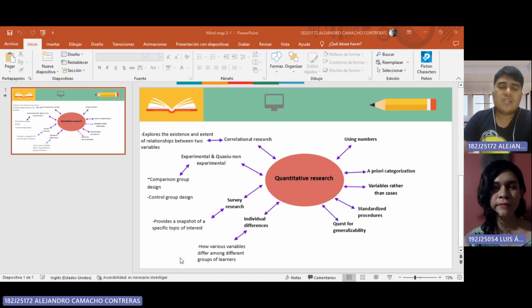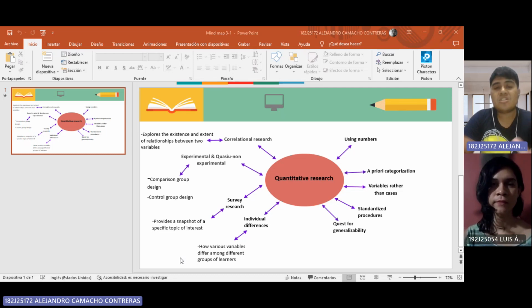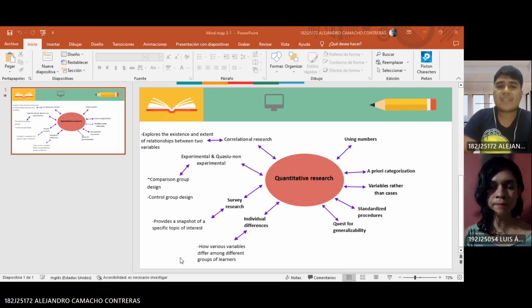Yes, those concepts are characteristics of quantitative research. The first one, using numbers, involves collecting data, analyzing and interpreting data. This allows us precise measurement. The next one is a priori categorization, which refers to the predetermined, pre-established categories used to organize and analyze data before data collection.